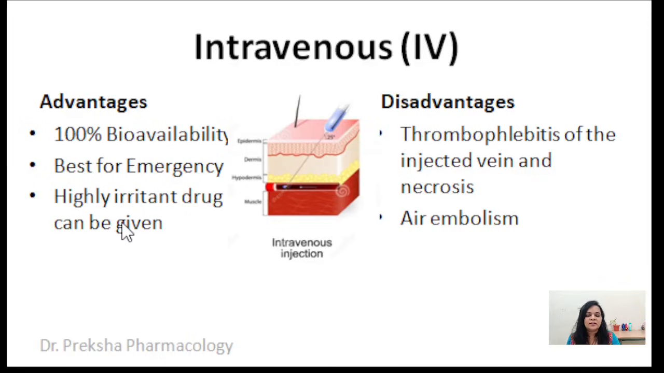Highly irritant drug that you can give by intravenous route. And disadvantages of this route is locally thrombophlebitis of the injected vein and necrosis can occur if the drug extravasates. Another is air embolism that can also happen if you give the drug by intravenous route. So intravenous route, the biggest advantage is 100% bioavailability and that is commonly asked in the exam. So this is very important for you.